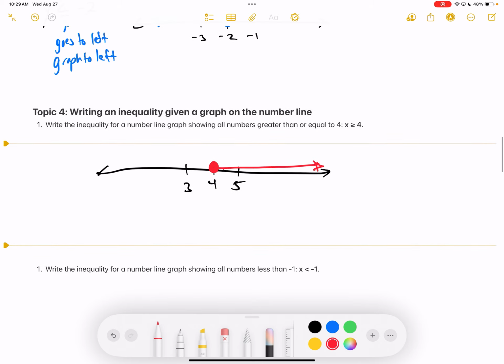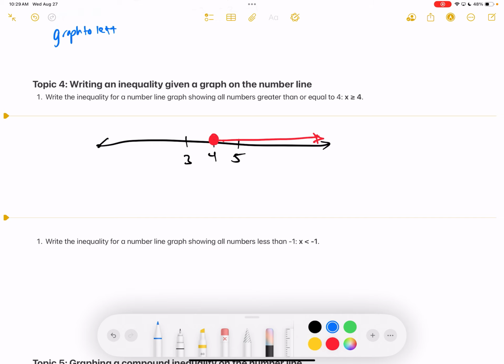if we just have this graph like this, to write that in inequality notation, we have x, and it's going to the right, so my arrow is going to go to the right. It does equal it because it's closed and it's at 4. So x is greater than or equal to 4. So you can look at the graph and write the inequality from it as well.